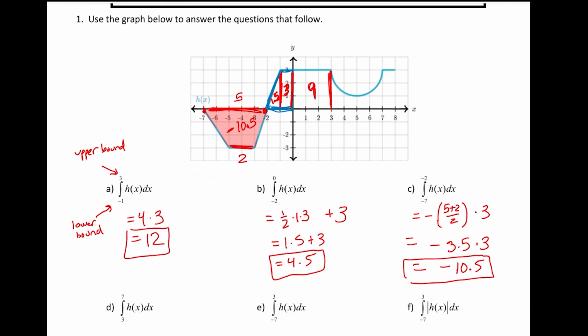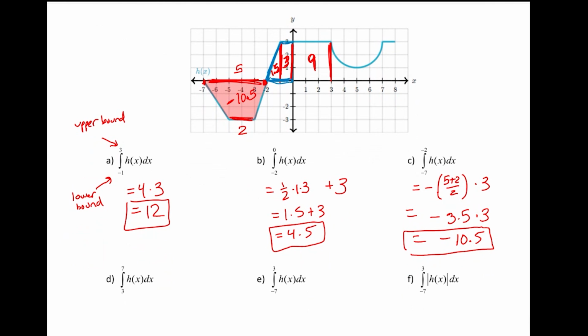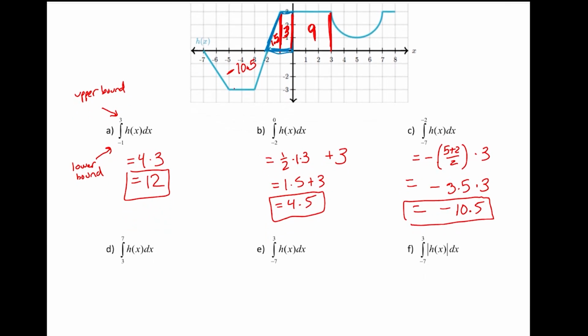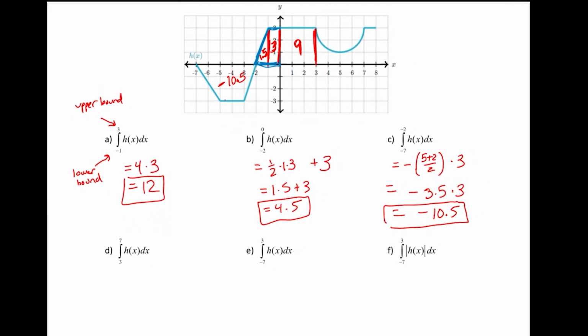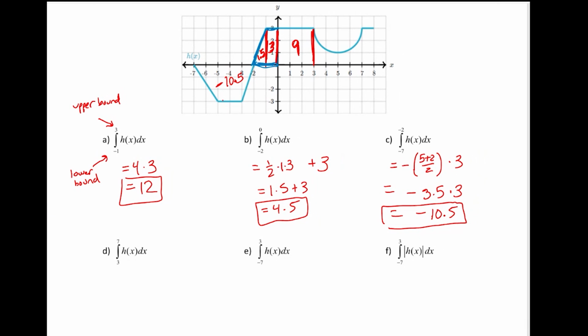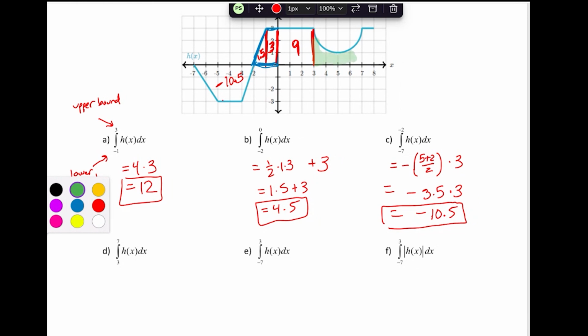Okay, let's move on to letter D. Clean this up a little bit before we go to the next one. The next one says we want the area between 3 and 7. This one looks like it's going to be a little bit harder, but it shouldn't be too bad. I'm going to use a different color here. I'm looking for the area between 3 and 7, so I'm looking for this shaded area right here.